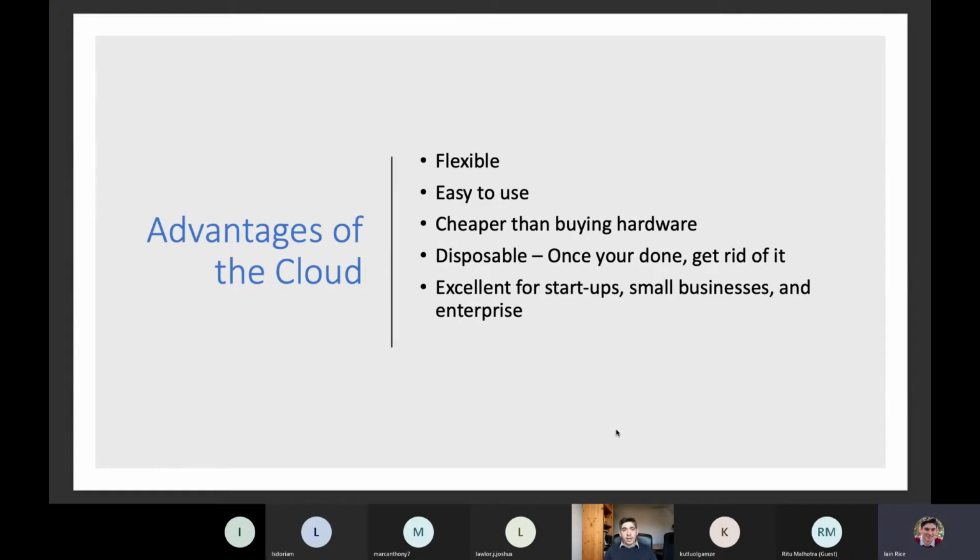In terms of advantages of the cloud, it's flexible, easy to use, generally cheaper than buying hardware, and disposable, i.e. once you finish with your website or your software, your system or your AI program that you run, you just get rid of it. Done. It takes a minute for you to tell the cloud to wipe that computer clean and you can start on your next project. It's excellent for startups, small businesses and enterprise as well.